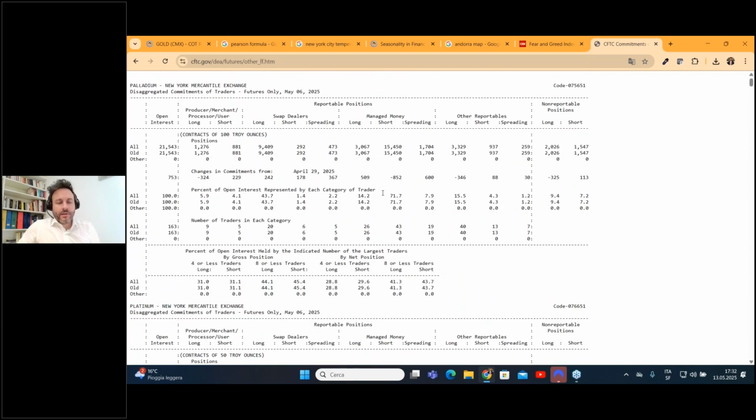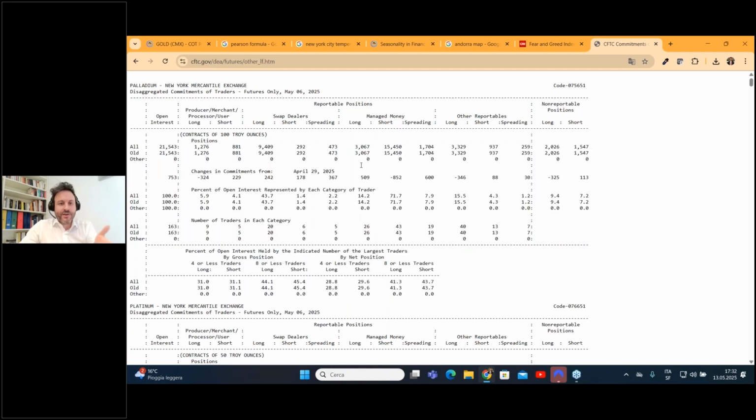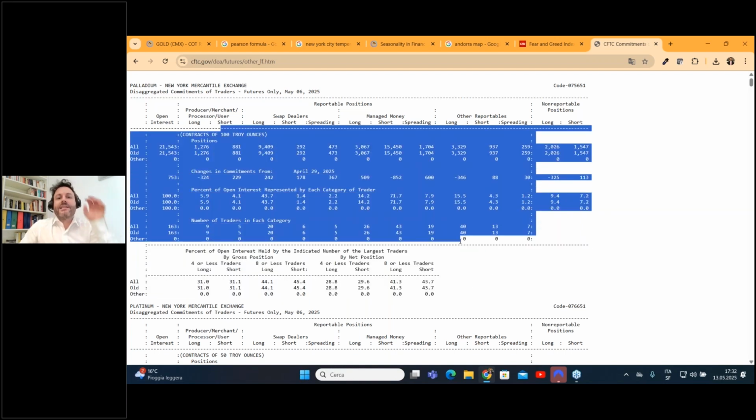And this report is telling us, for example, how many long and short positions managed money has in this specific moment, okay? Of course, this report is terrible because it's very difficult to understand something inside all these numbers.